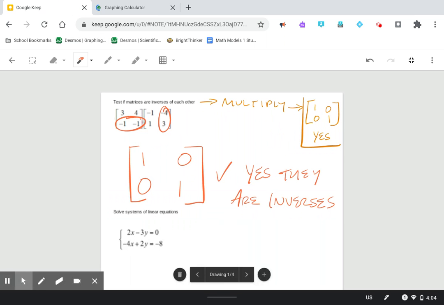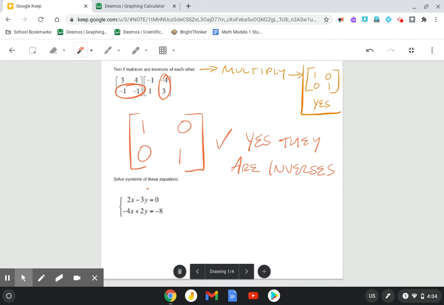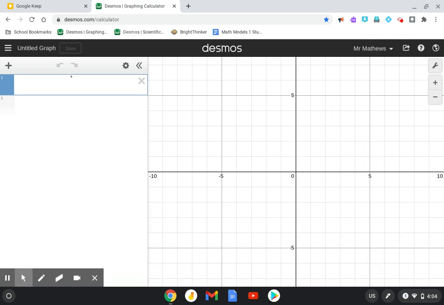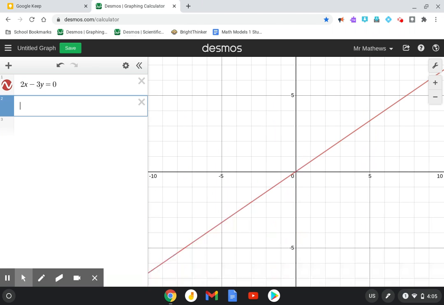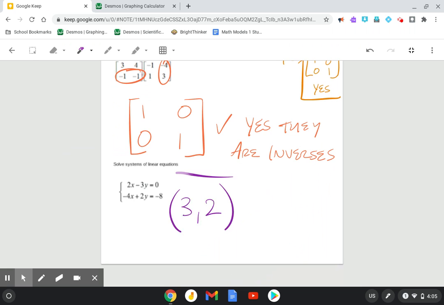Lastly, I'm going to go ahead and open the graphing calculator. Solve systems of linear equations. You do not have to use the method they say. You simply need to graph these two equations here. So we're going to jump over 2x minus 3y equals 0. And then the second one is -4x plus 2y equals -8. And we look for where they intersect. These intersect at the point 3, 2. And so that would be the answer that we're looking for, 3, 2. And that is it for that one.